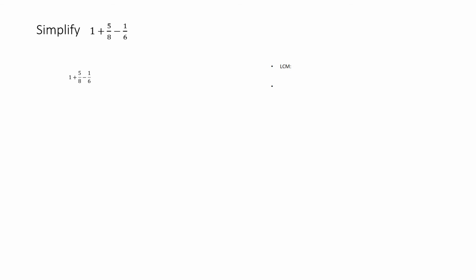First of all, they are common fractions, and we can simplify common fractions if their LCM is calculated. So 1 can be written as 1 by 1, then 5 by 8, and 1 by 6. So first of all we should go for LCM.